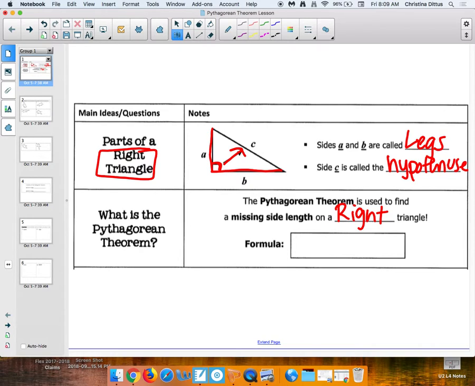We do have a formula. What is it? A squared plus b squared equals c squared. The a and b, it doesn't matter which one you use. If you want to put b squared plus a squared, it doesn't matter. These are our legs, and the one that goes out by itself is our hypotenuse. So the legs go together and the hypotenuse is out by itself.